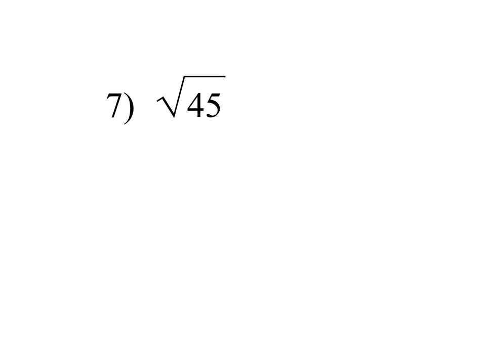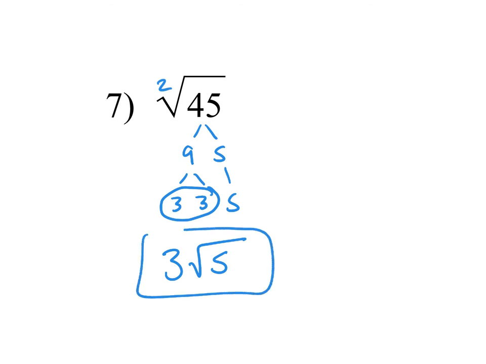Right, next page. Number 7. We didn't have one like this in the notes yesterday, but we've done this in the past. What are 2 factors of 45? 9 and 5. And 2 factors of 9? 3 and 3. I'm circling groups of what? Groups of 2. Remember, when your index isn't there, it's 2. So I have a group of 2 here. Any other groups? Nope. What's going to come to the outside? A 3. What stays on the inside? A 5. So that's our answer.